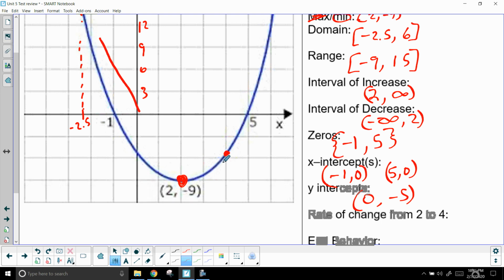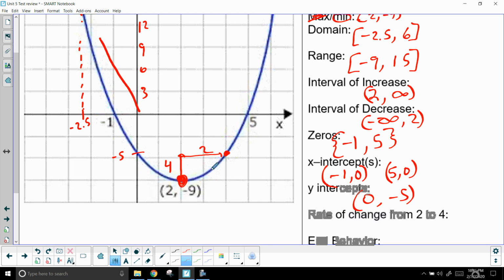So let's keep this in mind. When you go up, we're not going just up one. We're going from -9 to -5, so that's 4 units. And then we go to the right 2. Rise over run. 4 over 2 is 2, which will be our rate of change.